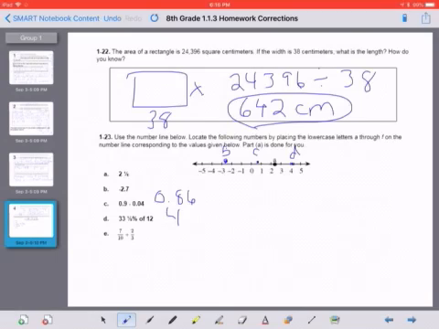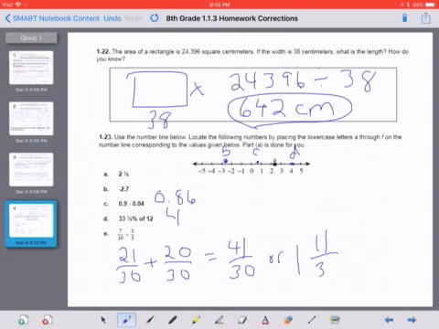And then the last one, E, 7/10 plus 2/3. First, I needed to make a common denominator and get 21/30 plus 20/30, which equals 41/30, or 1 11/30. So it's a little bit bigger than 1, so it's between 1 and 2. So E would be between the 1 and the 2. So approximately that's where all your dots would go.